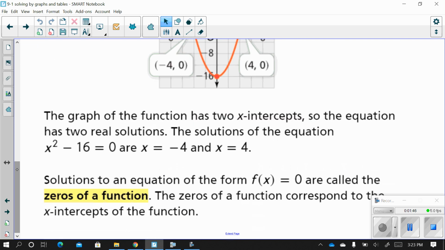Okay, these solutions we call the zeros of a function because y equals 0. That is why we refer to the solutions as zeros. The zeros are just your x-intercepts. Okay, so where we cross the x-axis.